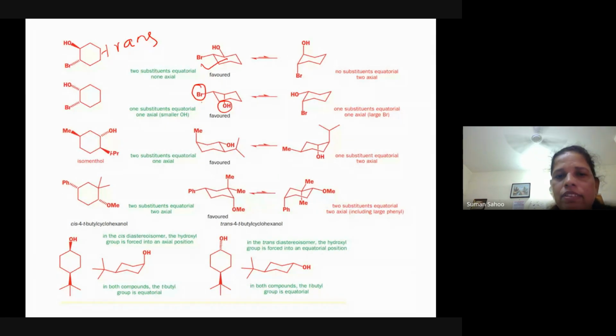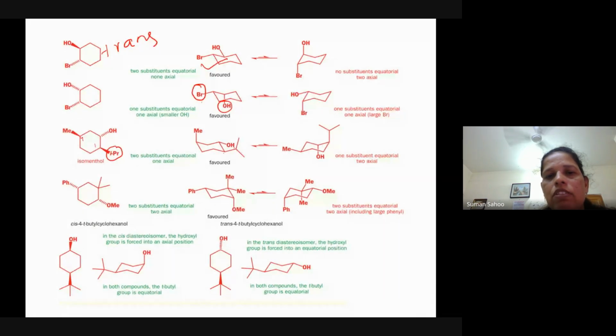When you have three substituents, in this case you would see that this isopropyl group is a bulkier group, so that will be placed in the equatorial position, and the rest will be positioned accordingly. So this one is 1,4, if this is 1, this is 4. So 1,4 position cis, so one would be equatorial, one would be axial.